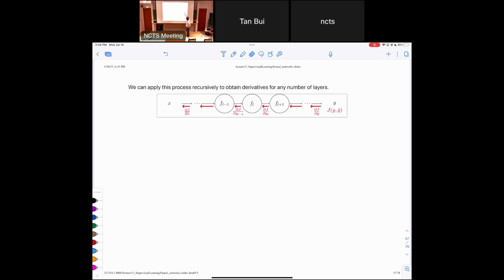So we take the derivative of J with respect to Y. We need it because we pass our information all the way, by the chain rule, for calculating the derivative with respect to the weights and biases for this layer, but also for the next layer, the previous layer as well.